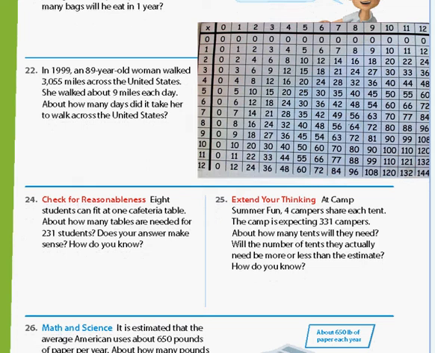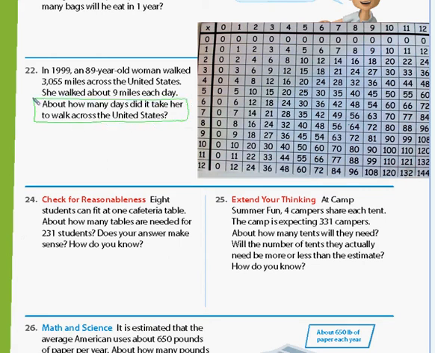Okay, number 22. In 1999, an 89-year-old woman walked 3,055 miles across the United States. She walked about 9 miles each day. About how many days did it take her to walk across the United States? I want to go ahead and box that question in.